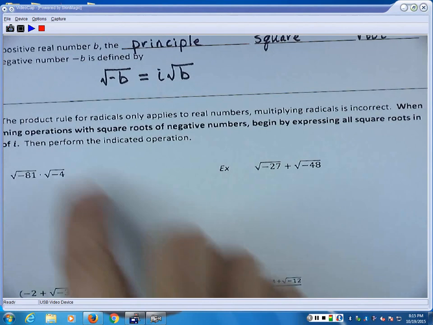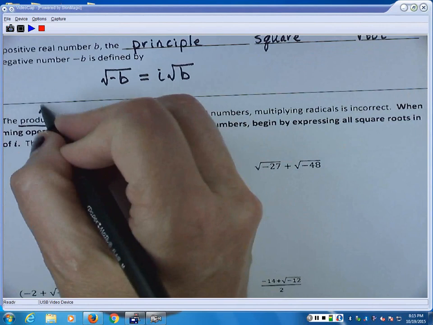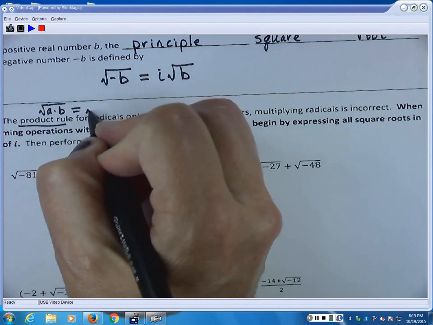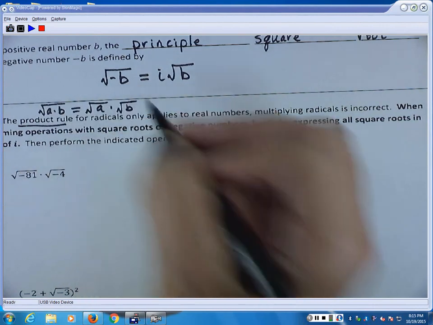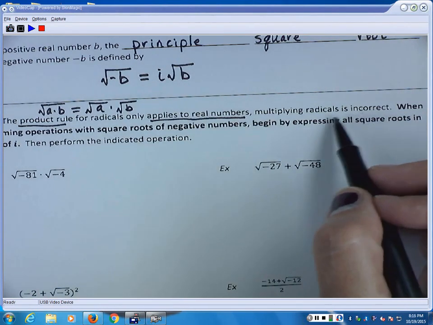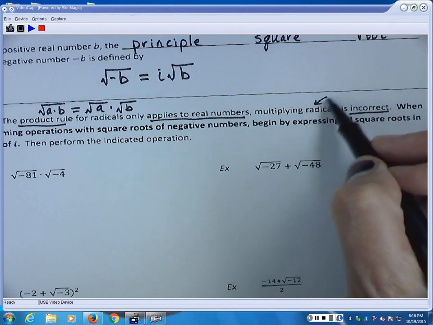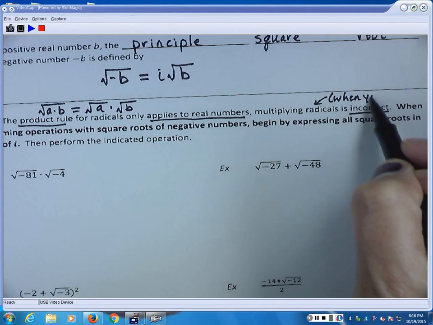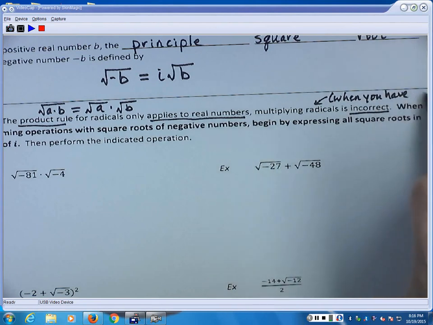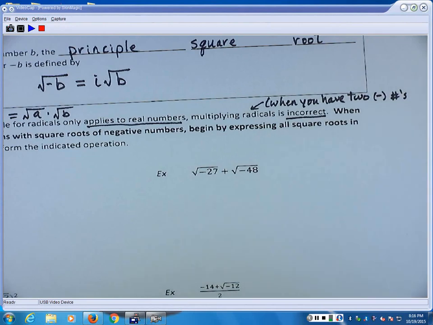Okay, so the product rule for radicals, the product rule is the square root of a times b equals the square root of a times the square root of b. It only applies to real numbers. Multiplying radicals this way is incorrect when you have two negative numbers. Now I'm giving you an example of when you have to watch out for this.